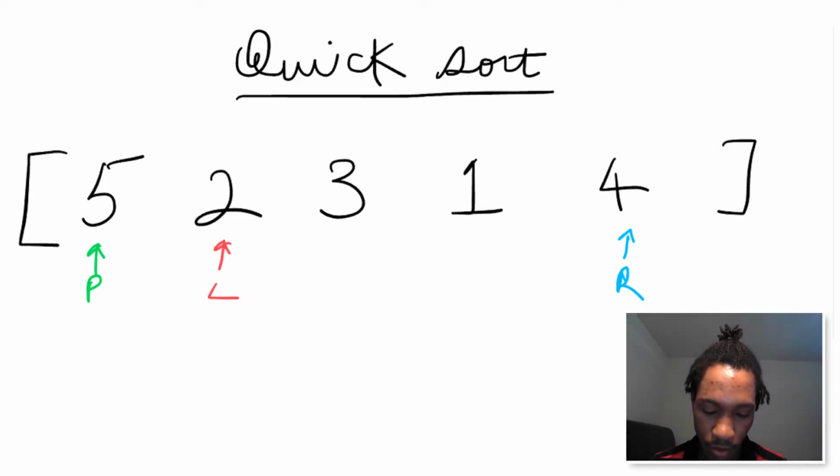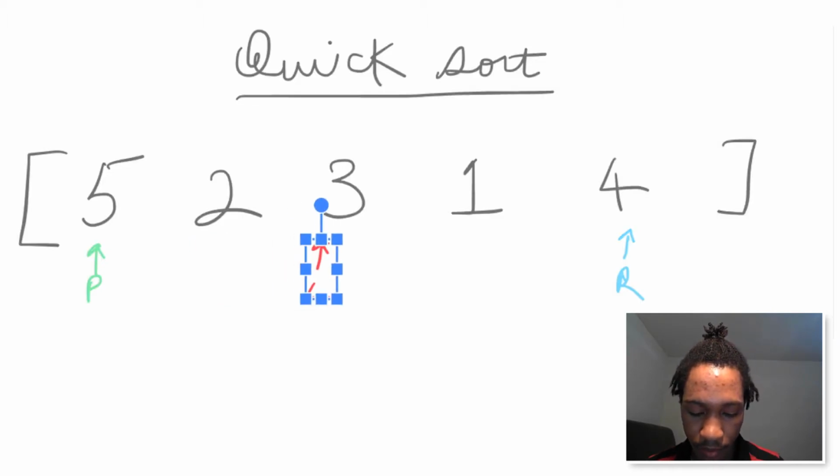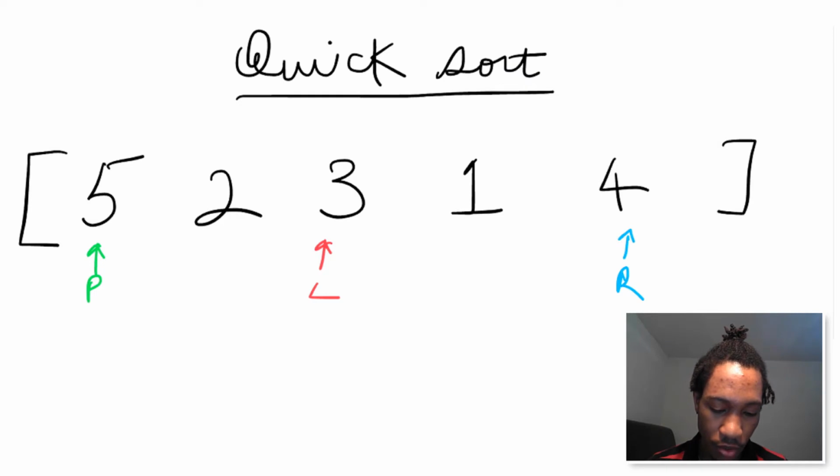So we have these three pointers, right? We want to get all the numbers less than 5 to the left of 5, and then all the numbers greater than 5 to the right of 5. So iterate through the array. We get to 2. Is 2 less than 5? Well, yes it is. So we increment the left pointer here, and then we get to 4, right? Is 4 greater than 5? No, 4 is not greater than 5, so we do nothing. We leave it. We know that we're going to swap it at some point.